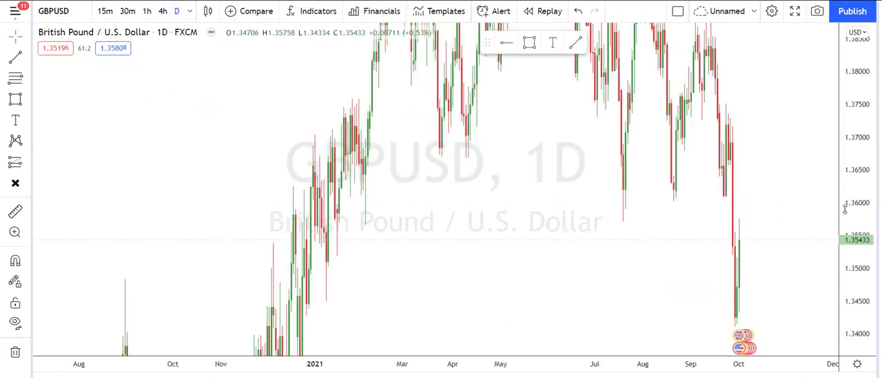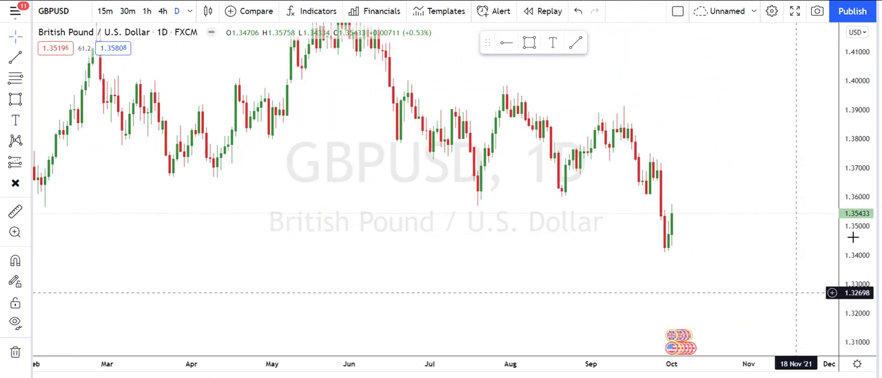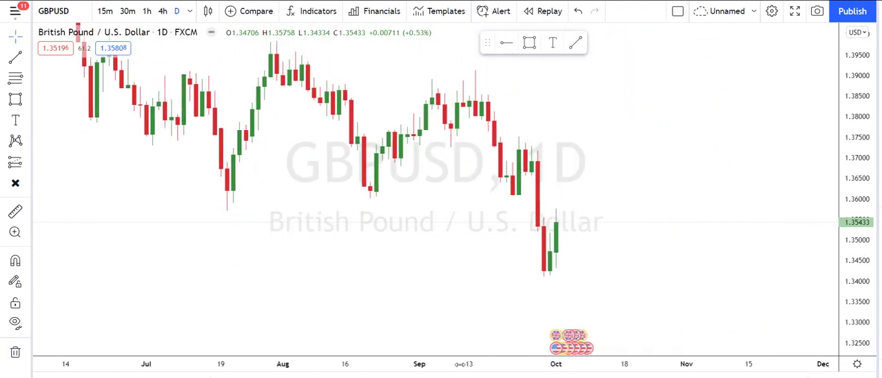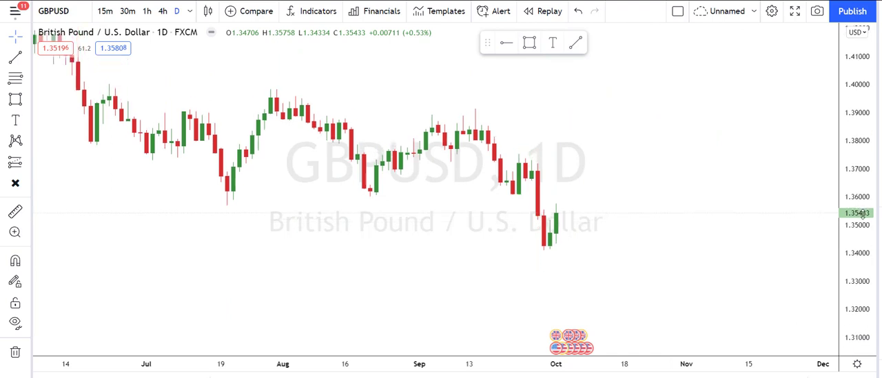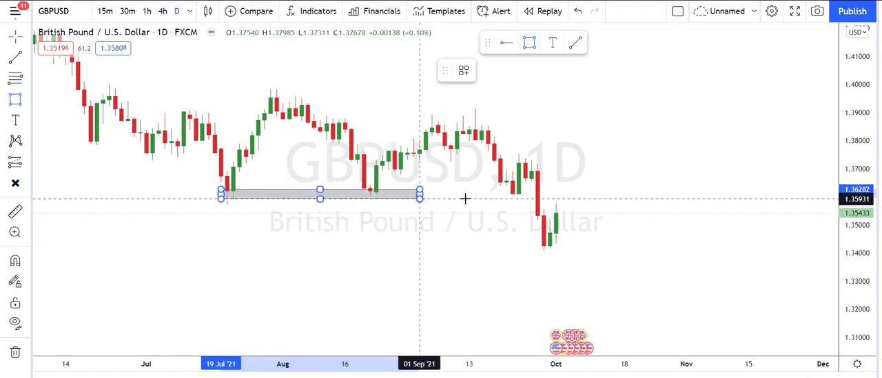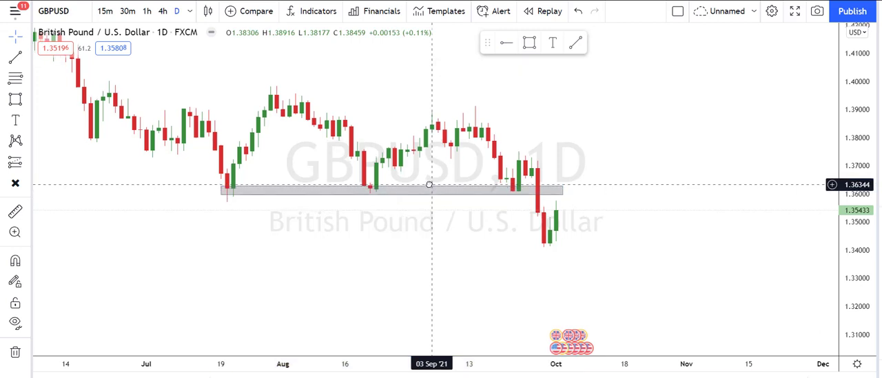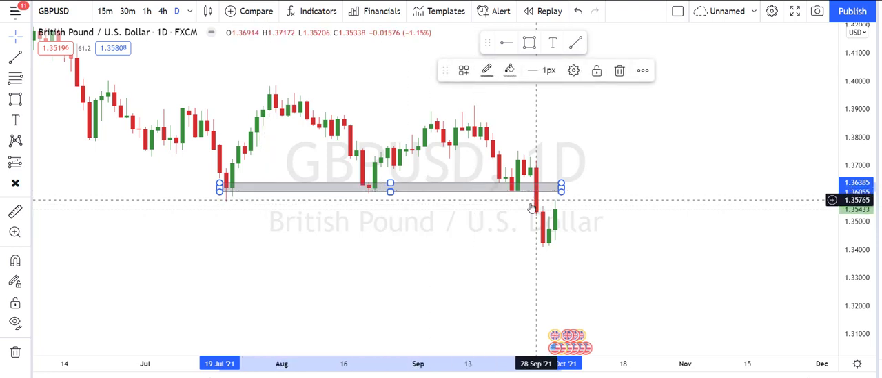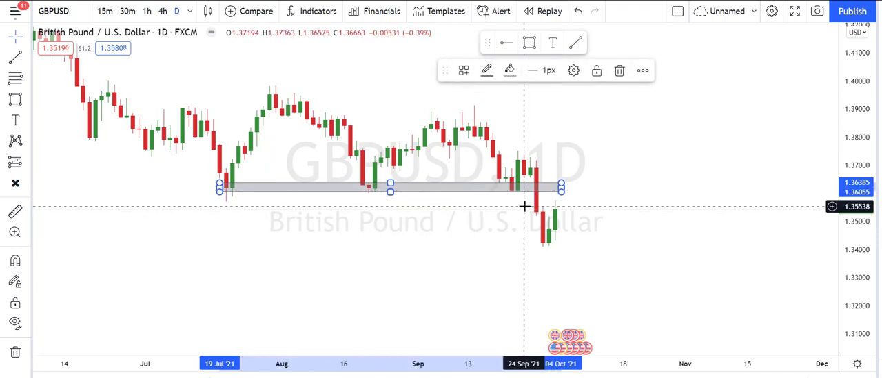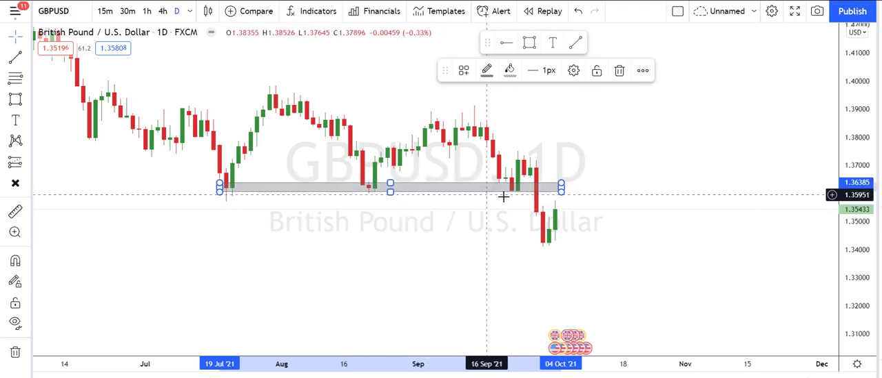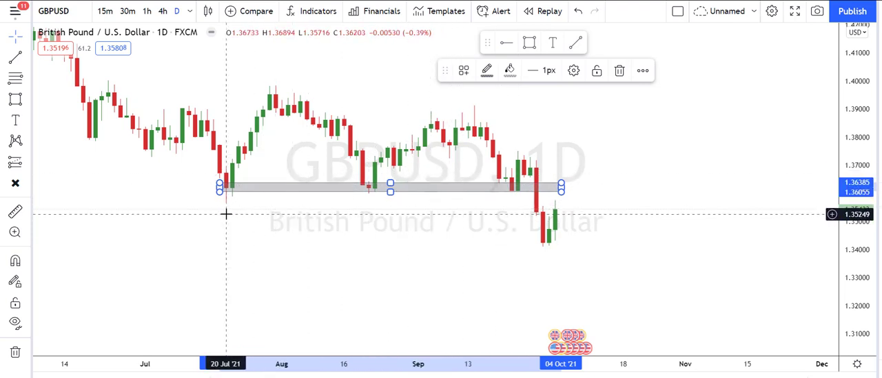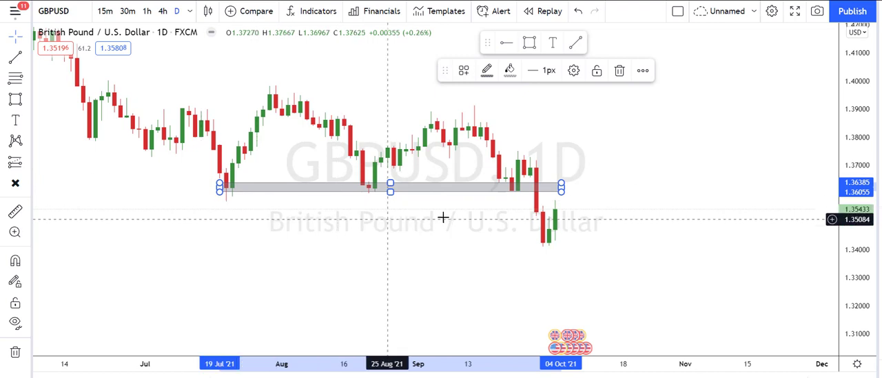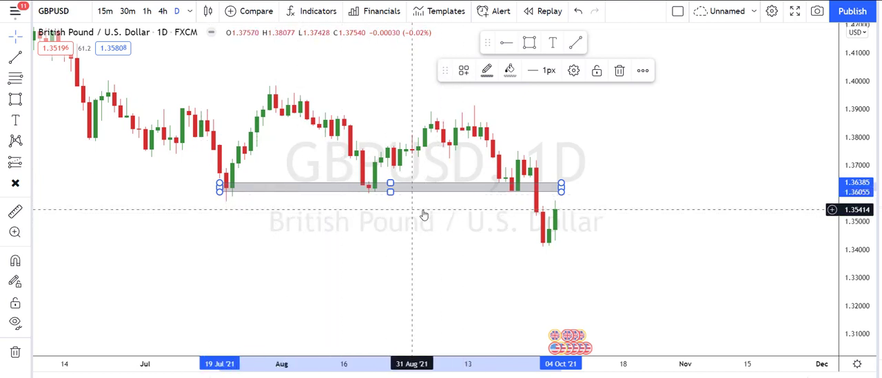So this is our daily. And if we look closely right here, we can see that price created a kind of support in the daily that we have seen a few minutes back. And this is a kind of retail pattern, right? So a lot of retail traders will have their SL right here, obviously.